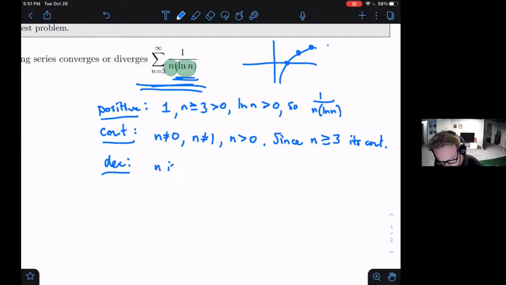we know n is increasing, and we know that the natural log is increasing. So if you take the product of two increasing functions that are positive, like we've already seen here, it's increasing. So n is increasing, natural log is increasing, so n times the natural log is increasing. And if you take the reciprocal of an increasing function, it's indeed decreasing.